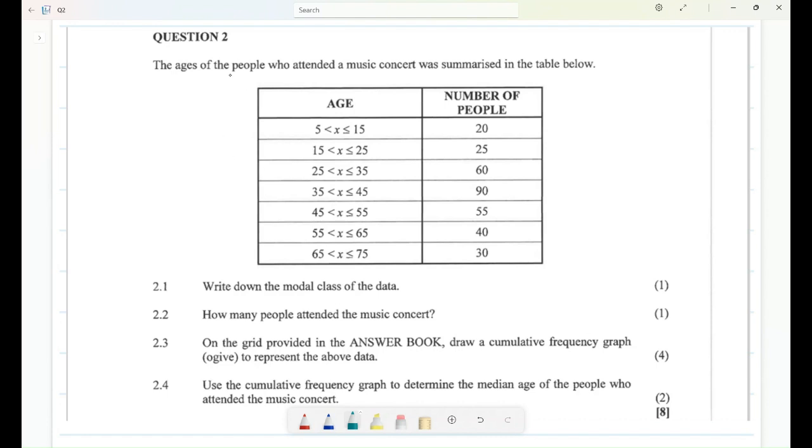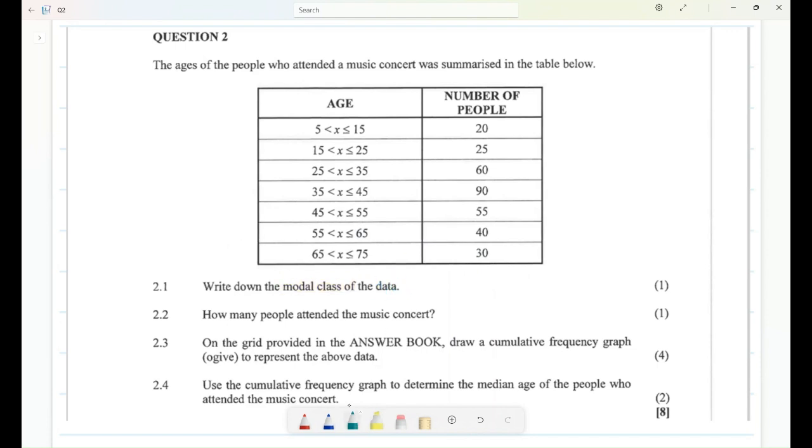All right. Now, question 2 says the ages of people who attended the music concert were summarized in the table below. So we know people of age between 5 and 15 were recorded, and there were 20 of them. 45 to 55, there were 55 of them. 75 to 75, there were 30 of them. Yes. Now, the first question says, write down the modal class of the data.